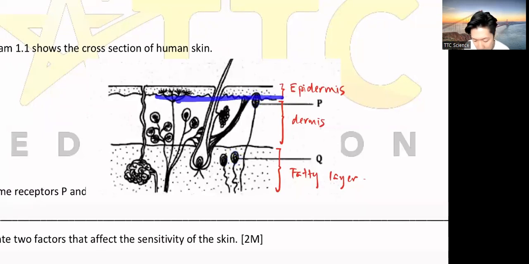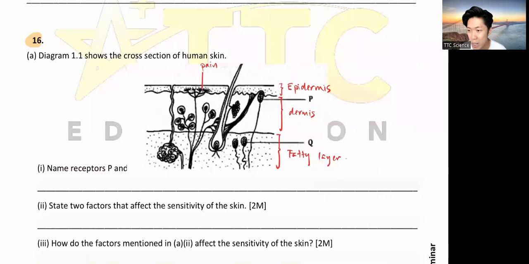Remember, the one that is nearest in your epidermis, which is the most important feeling that you need to feel, is pain. Okay, pain receptor. Then the second one, second closest to the surface of the skin, which is P. You know what's that? It's called touch, right? Yeah, it's called touch. You have to feel pain first. Then the second thing you have to feel is touch, right?